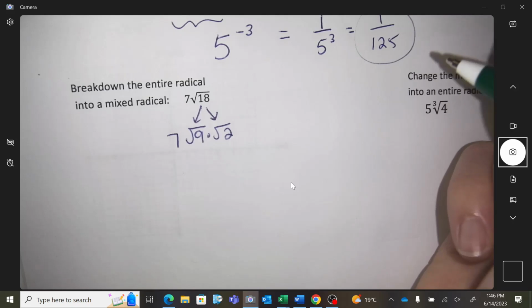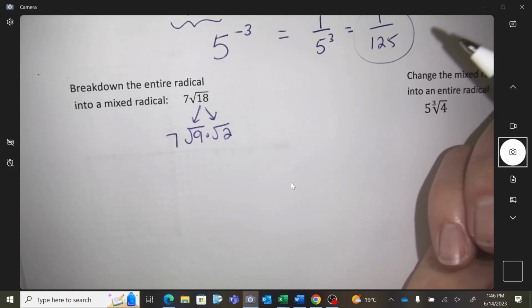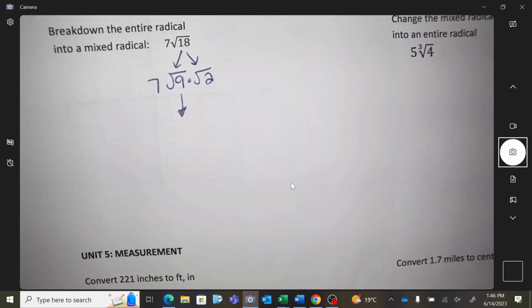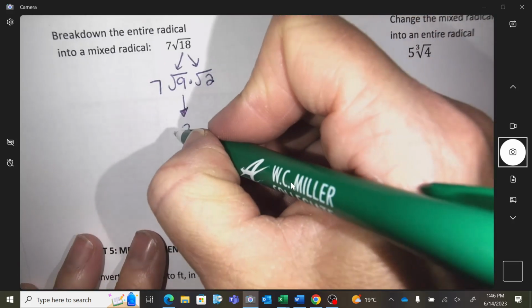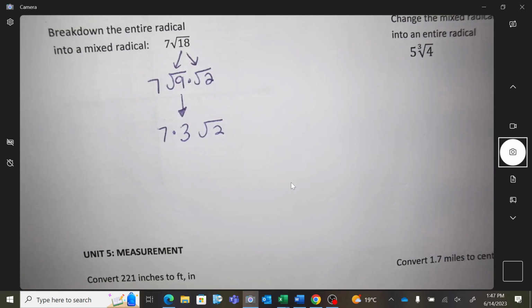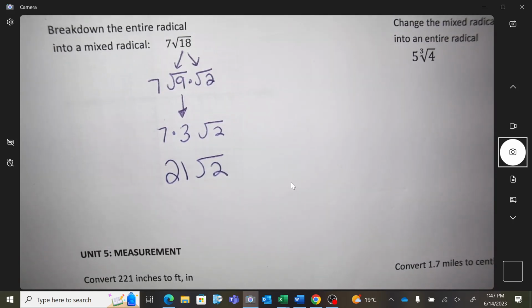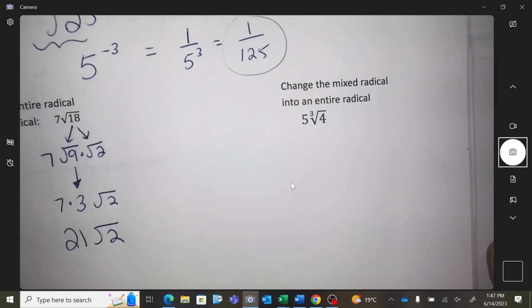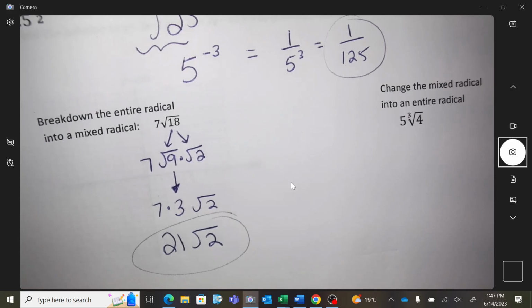Isn't it already a mixed radical? It is, but I'm going to simplify it to its lowest mixed radical. A lowest mixed radical would be when your radical can't break down anymore. Okay. What is the square root of 9? 3 as a whole number now. That's not a radical anymore, right? 3 whole number. 7 whole number. Then you can put whole numbers with whole numbers. So then this would be 21 root 2.